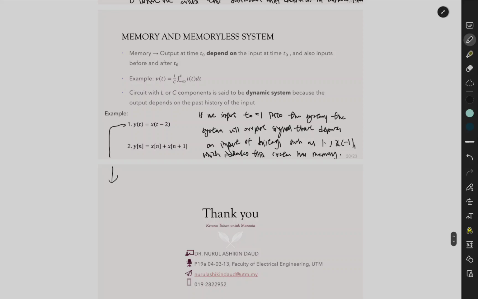A memory system is also known as a dynamic system, and the output at t0 depends on the input at time t0 and also inputs before and after t0. So let's see, if we input t0 equals to 1, the system will become x of minus 1. So actually the system produces an output when t equals negative 1. So this is a memory system.